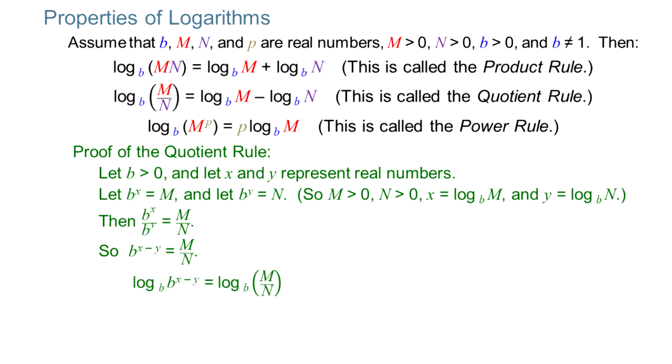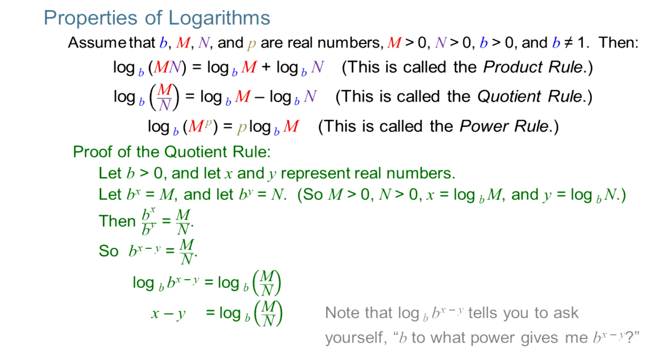For my next step, I'll put a log base b in front of both sides of the equation. Since log base b of b to the power of x minus y tells me that I need to ask myself, b to what power gives me b to the power of x minus y, I can say that log base b of b to the power of x minus y is equal to x minus y.